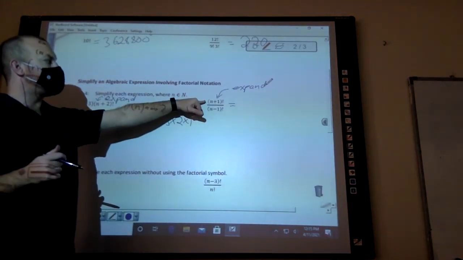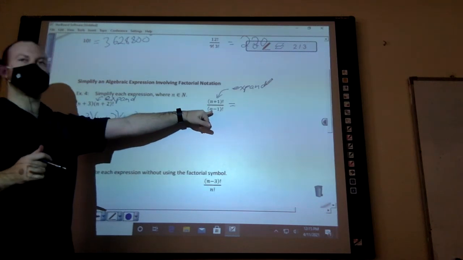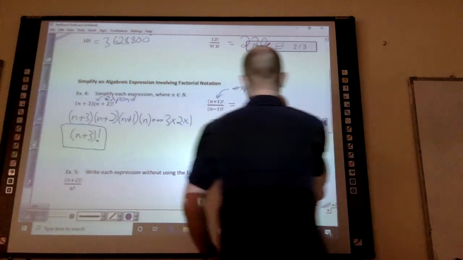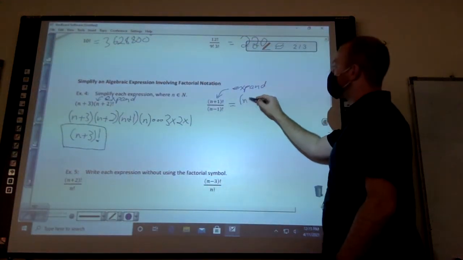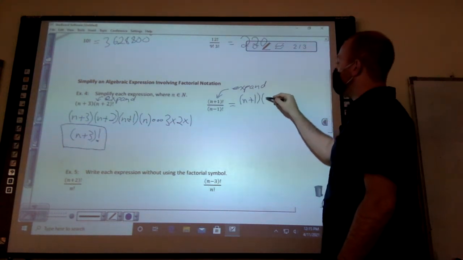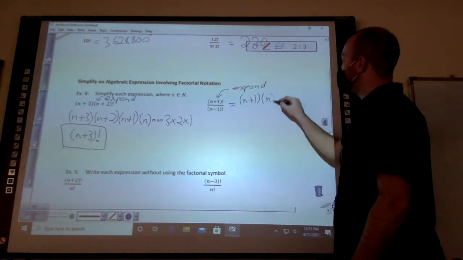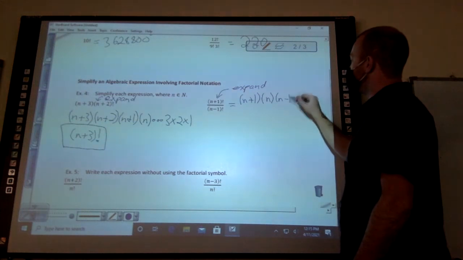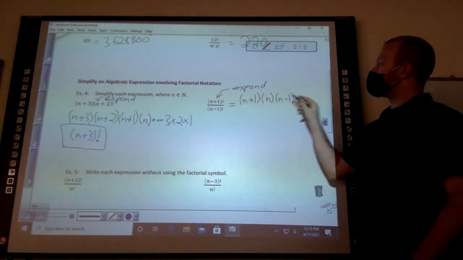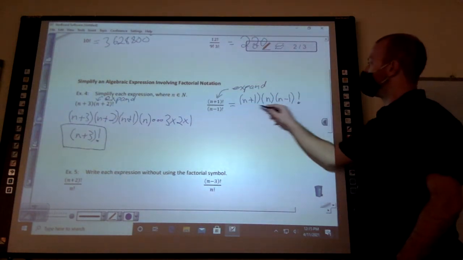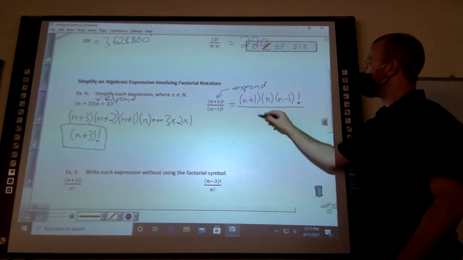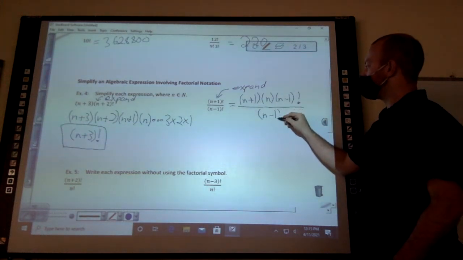Yeah, so I'm going to expand this one until I reach this one. So on the top, I start with n plus 1, then minus 1 just gives me n, and then I reach n minus 1. That's the same as the bottom. So we'll leave that factorialized. Factorialized? I think that's the right term.